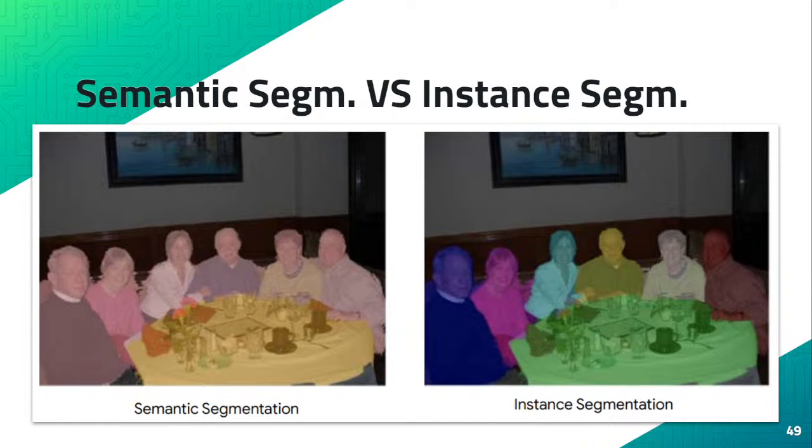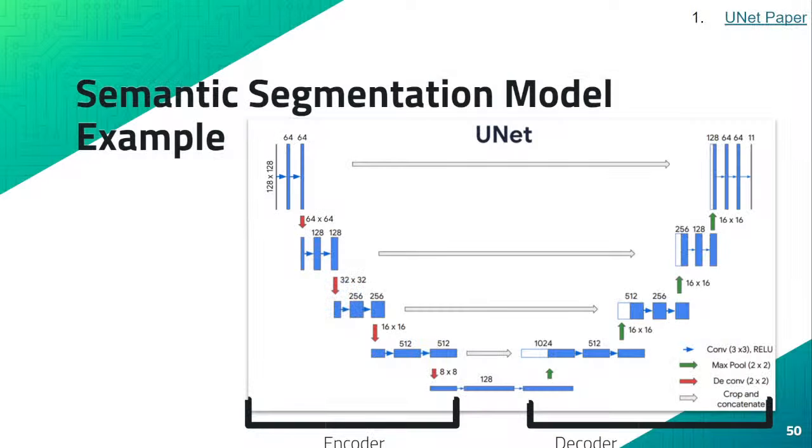There are 2 types of segmentation. The first one is semantic, which will just tell you whether a pixel belongs to a class or not, but it cannot distinguish between 2 entities of the class. For instance, the persons there are different from one another, but the model cannot distinguish them. Whereas instance segmentation can separate them pixel by pixel. An example of a semantic segmentation model would be a UNet. This one is very straightforward. The first half of the U is the encoder, and the second half is the decoder.